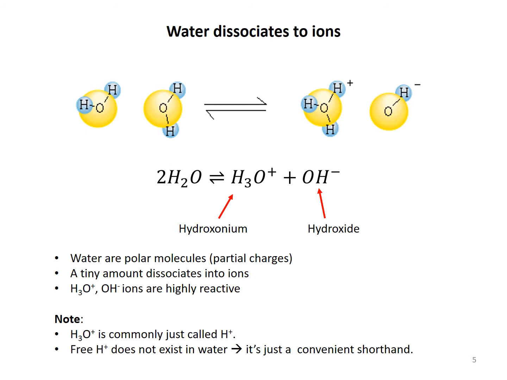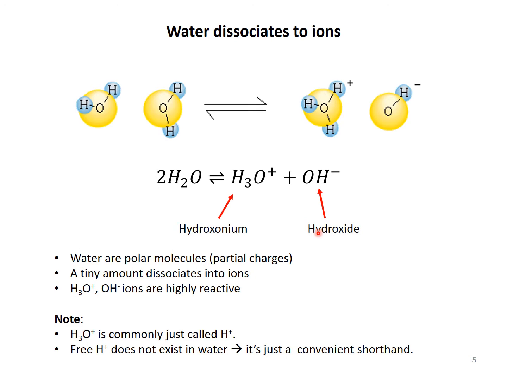So before we proceed, here is an important concept that you need to understand. We know that water molecules are highly polar, which means they can form partial charges, such as delta positive on the hydrogen atom and delta negative on the oxygen atom. But a tiny amount of water molecules can actually react with one another, forming charged ions, such as the positive hydroxonium ions and the negative hydroxide ions.